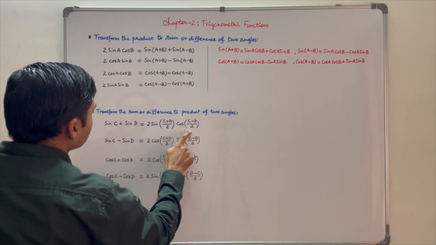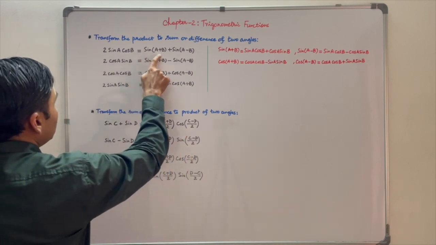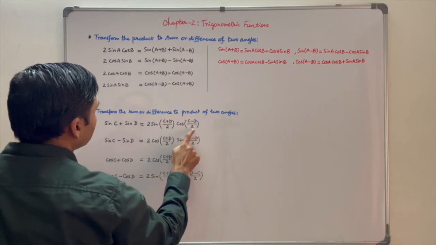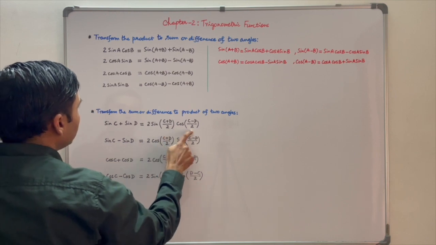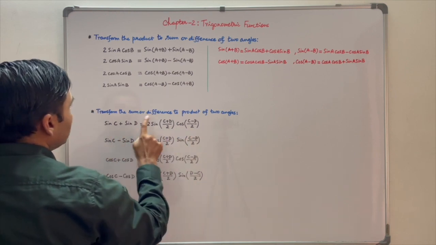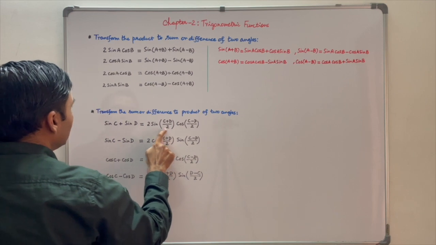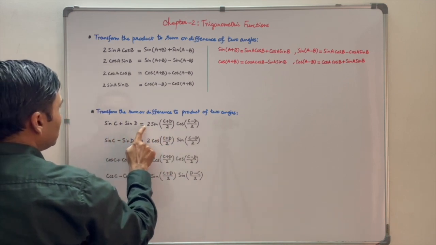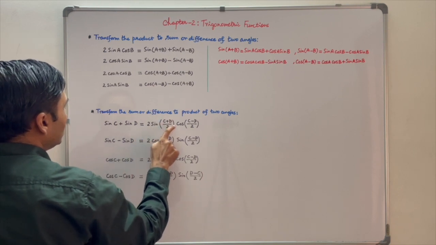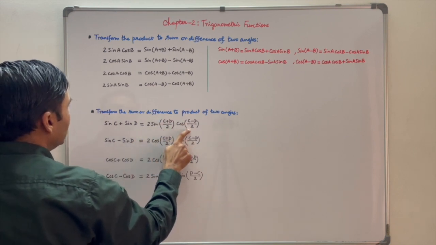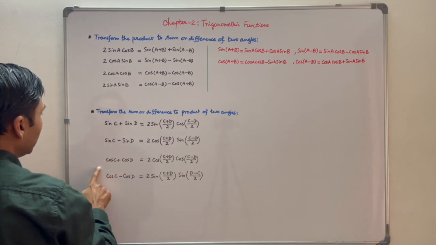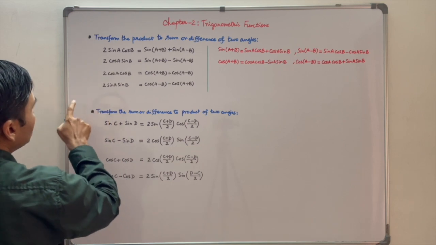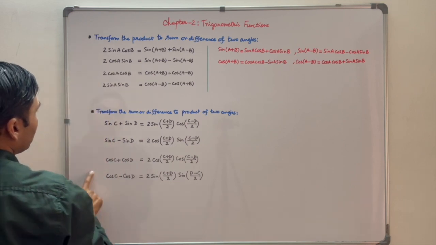2 sin A cos B is equal to sin(A plus B) plus sin(A minus B). Here this is angle A and this is angle B. So when you add them, you will get C. And when you subtract this from this, you will get D. So the formula becomes sin C plus sin D is equal to 2 sin((C plus D) by 2) into cos((C minus D) by 2). Similarly, you will get other three formulas from these three respectively. You need to memorize all these 8 formulas.